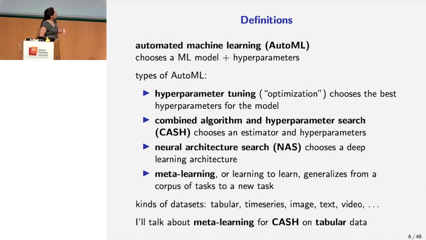Okay. Why do I make these choices? Actually, the techniques are pretty general. I mean, I guess the techniques are all using meta learning. Meta learning is essential. Okay, but why CASH on tabular data?